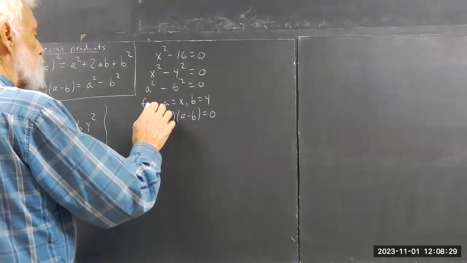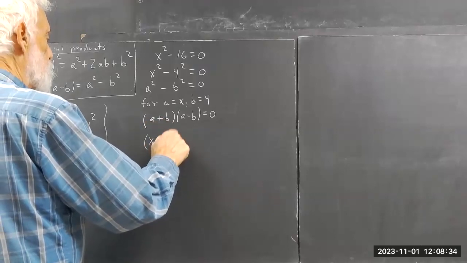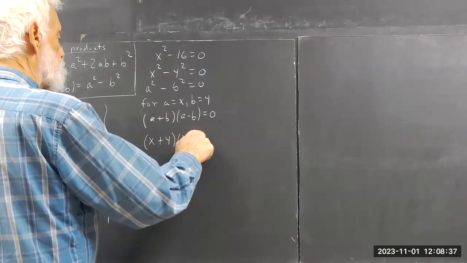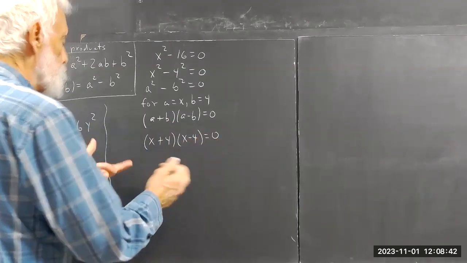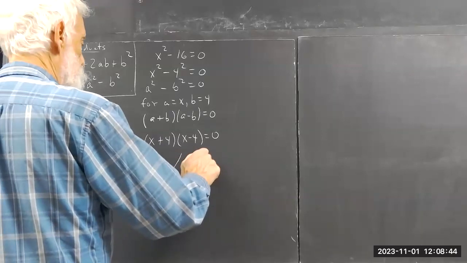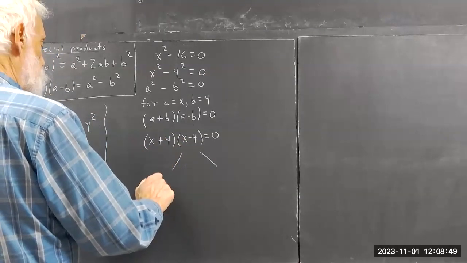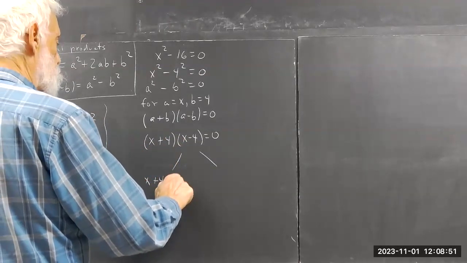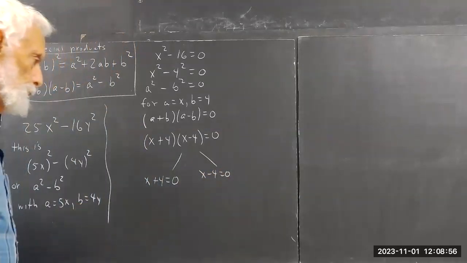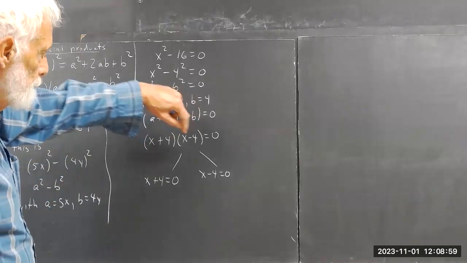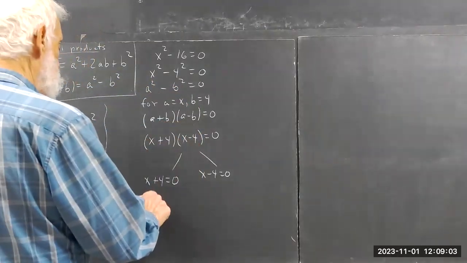Well then, a is x, so this means x plus b, that's plus 4. And a minus b is x minus 4, and that's equal to 0. So now we can get a solution. We split the equation into two because of the zero property of multiplication. In other words, the only way the product is going to be 0 is if either this is 0 or this is 0.